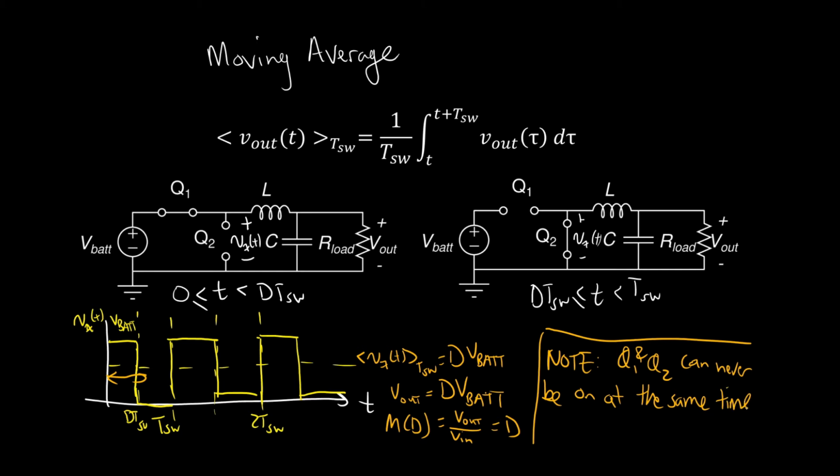I hope you're thinking, why? Why can they not be on at the same time? Well, if they are on at the same time, basically what we get is a short. We short the input to ground, right? And that's bad. That's just wasting current, basically. Wasting power. So never can we allow Q1 and Q2 to be on at the same time.